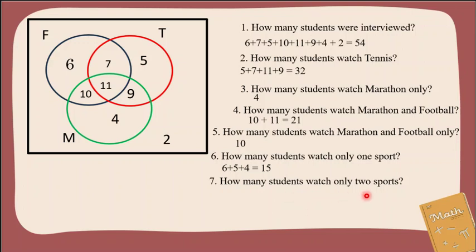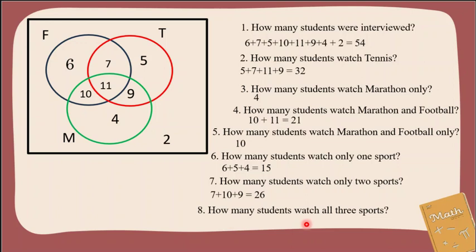Great. Then, the 7. How many students watch only 2 sports? Only 2 sports. Again, we want to be careful because of the word only. The 7 here watch only football and tennis. The 10 watch only football and marathon. And the 9 watch only tennis and marathon. So they qualify to be added in this question. So we have 7 plus 10 plus 9, because they watch only 2 sports. They don't watch more than 2. They don't watch less than 2 as well. So 9 plus 7 plus 10 making 26.